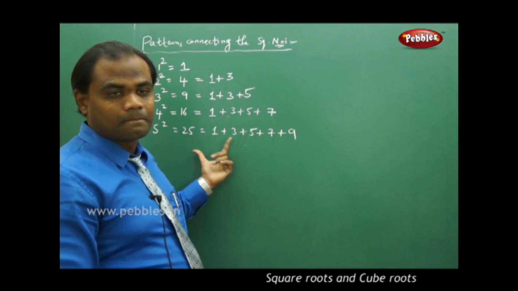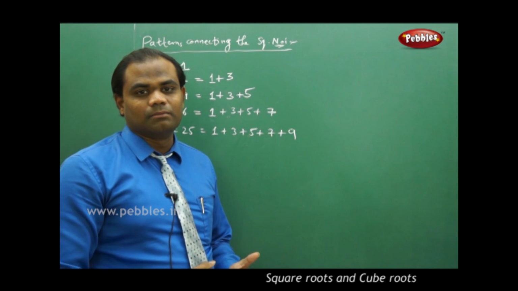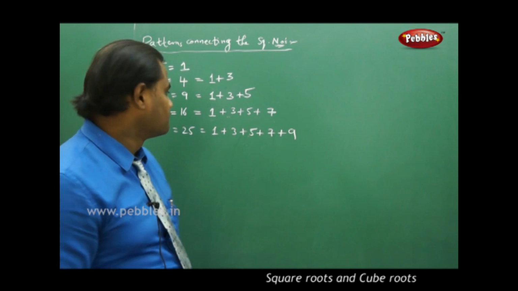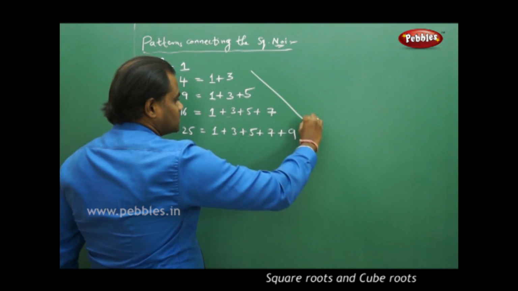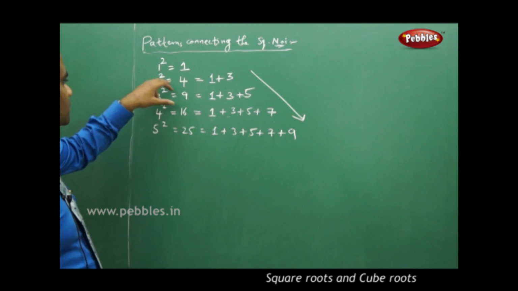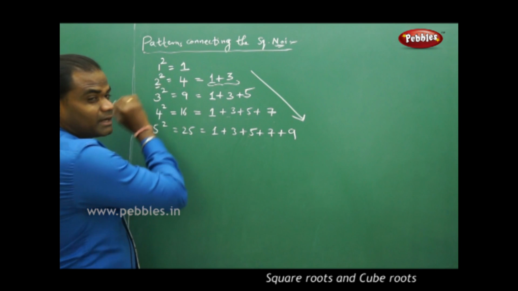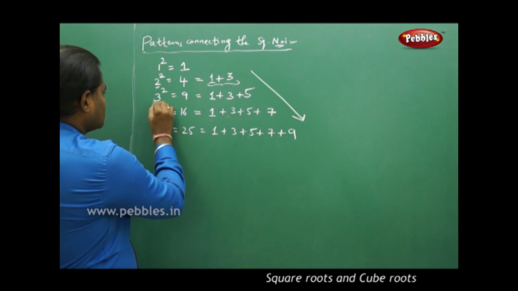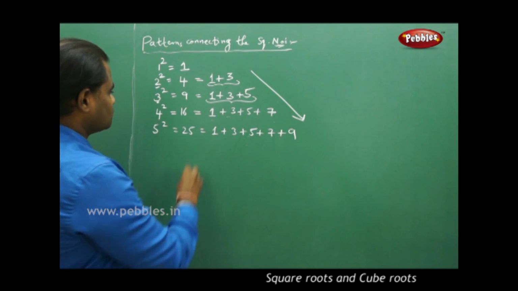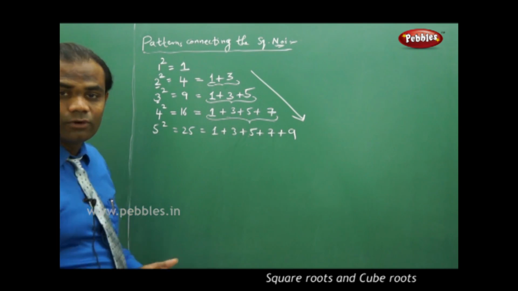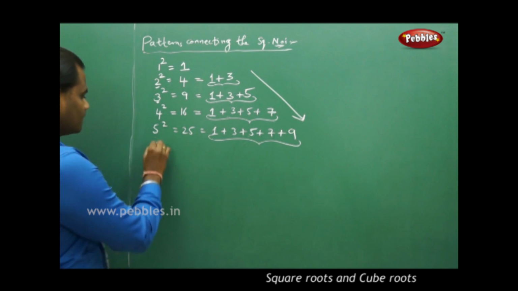This would be 25. So this is how I identify the pattern connecting the square numbers and the sum of odd numbers. I observe that as the pattern proceeds this way, the number of terms matches the base number. For 2 square there are 2 terms. Because the base number here is 3, the number of terms is 3, and here the base number is 4, so the number of terms will be 4. The base number is 5, so the number of terms is 5.